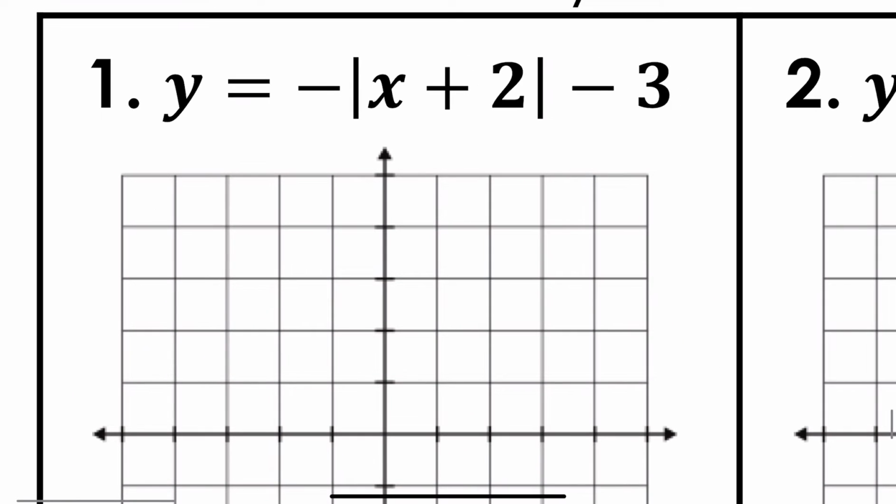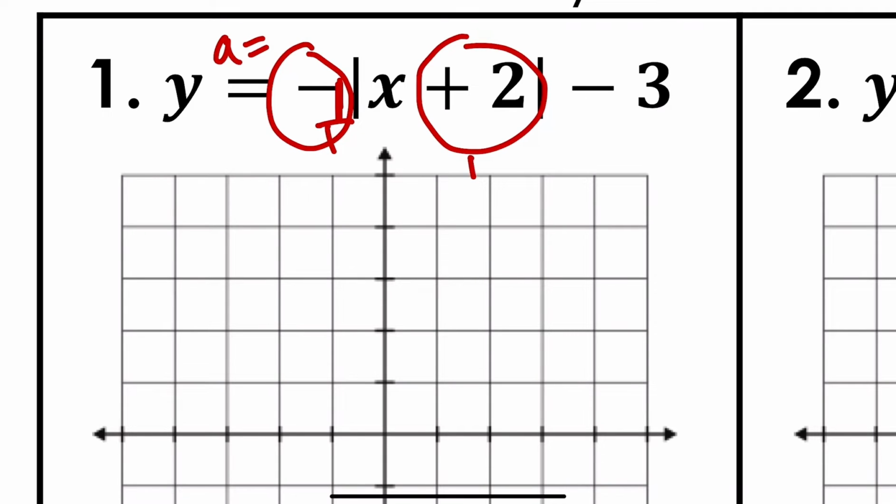So A is going to be our first number here, but there's nothing there. We have an invisible number. It's going to be a -1. A is going to be -1 over 1, because remember, that's your slope, so you want to make it look like a slope. Okay, now we need our H. So H is going to be our middle number. H is +2, but remember, you want to read that as the opposite. So it's actually going to be -2.